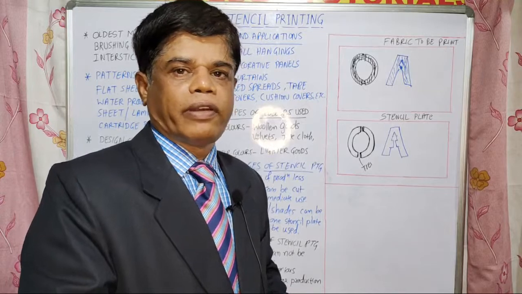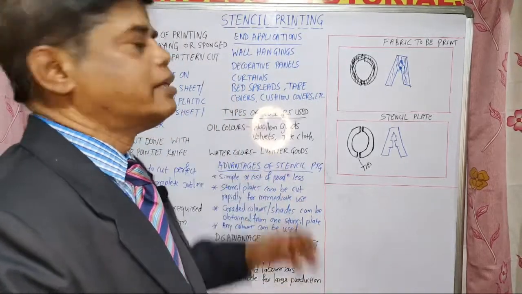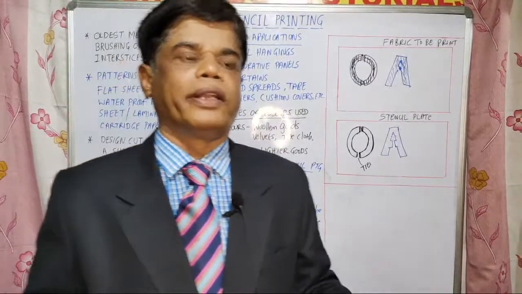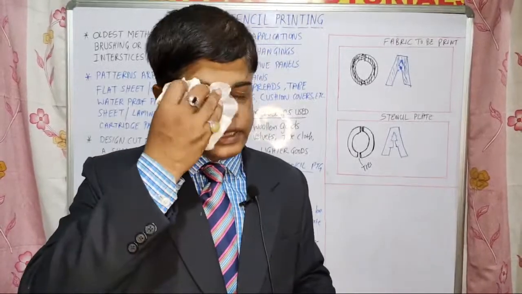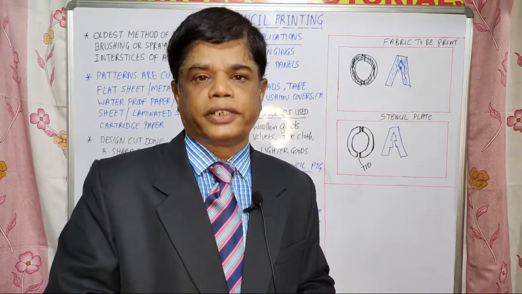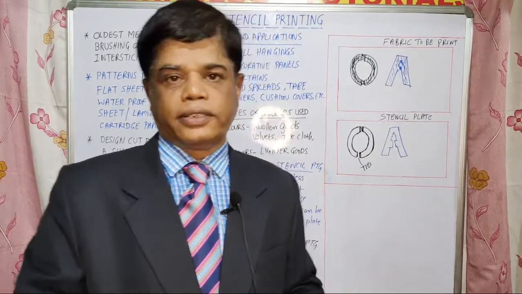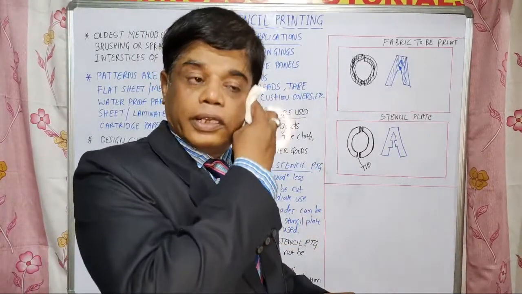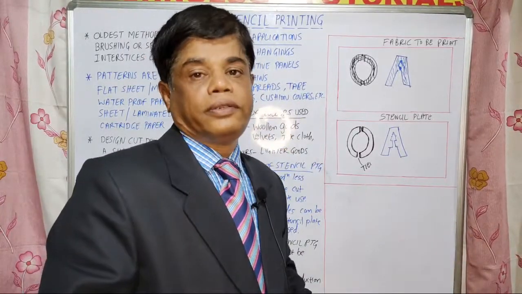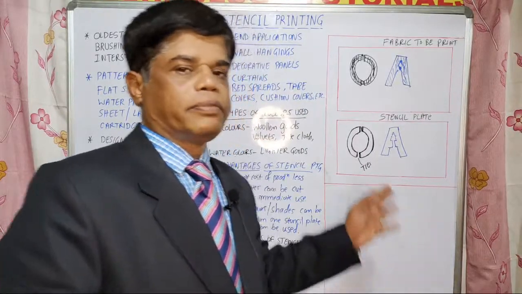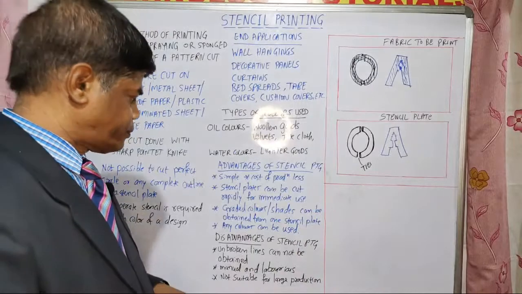1,000 meters of fabric cannot be printed by stencil. It is only manual, that is home printing. It is a home business, small scale home industries, not for the mill. When 1,000 or 2,000 meters of fabric are printed, this stencil method is not suitable.